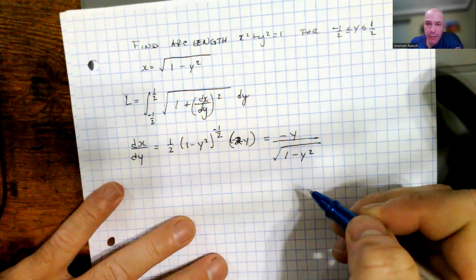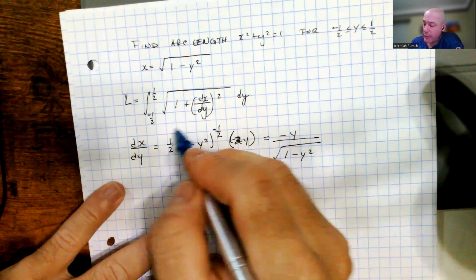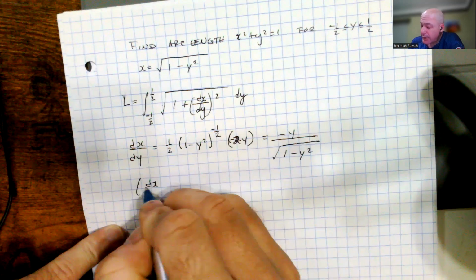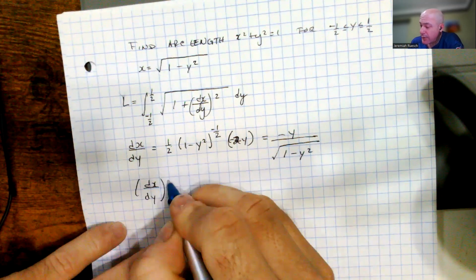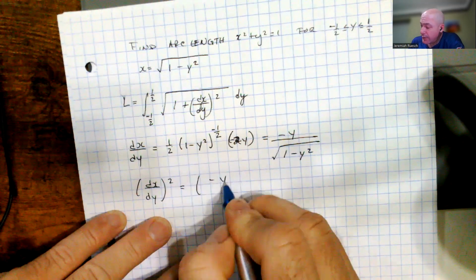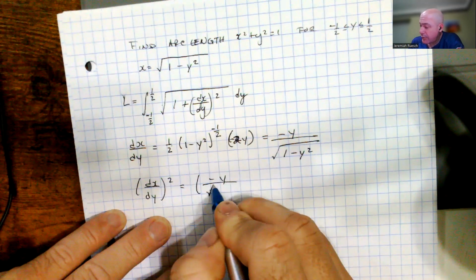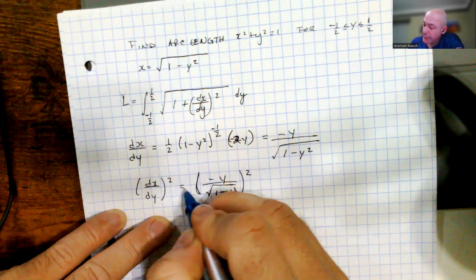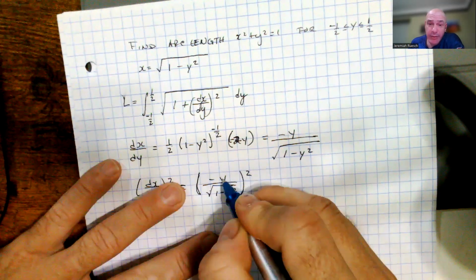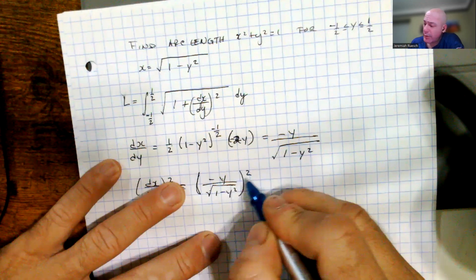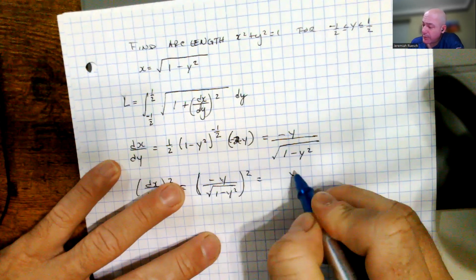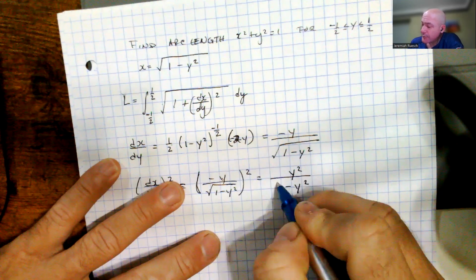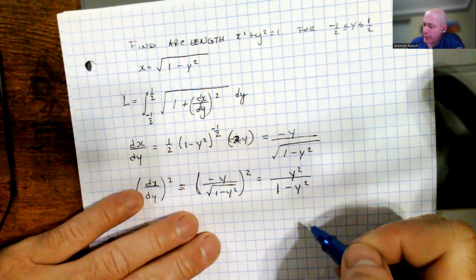Okay. So now I have dx/dy. Now I want to square this. So (dx/dy) squared equals negative y over the square root of 1 minus y squared, squared. A lot of squares floating around. This will give me a positive y squared here, and then the square root and the square are going to undo each other. So this will come out to be y squared over 1 minus y squared. And so that's this part.